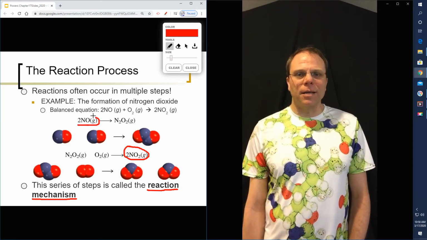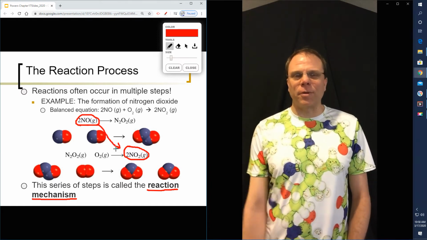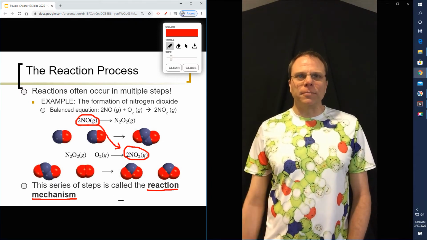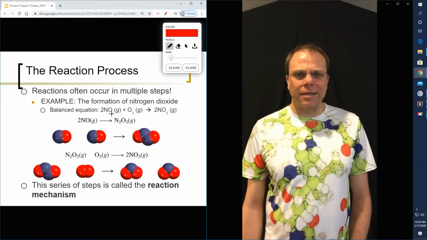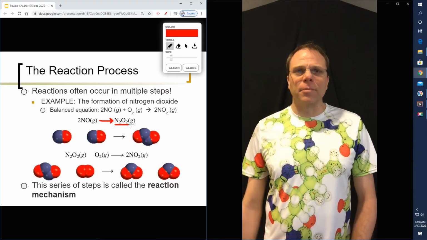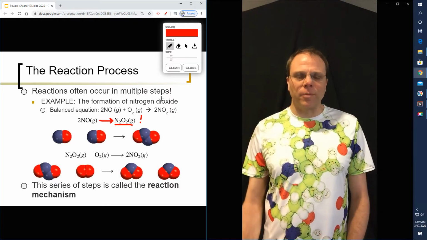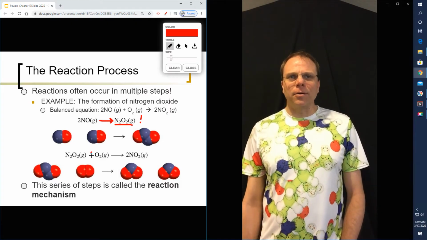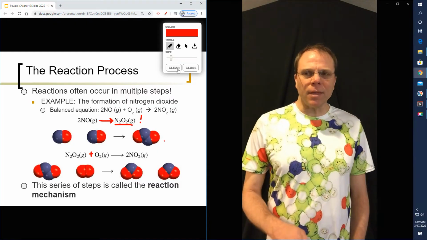But there's something that's happening behind the scenes that we don't see. So if you look in this reaction, you can see 2NO gives you N2O2. They detect this as an intermediate of the reaction. All of a sudden they find that this chemical is in there. And then that N2O2 then reacts with O2 to give you 2NO2. And so this whole process is called a reaction mechanism.